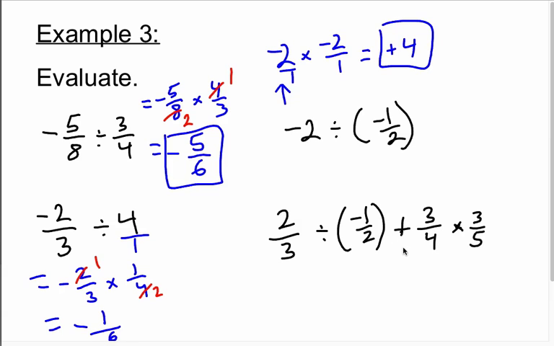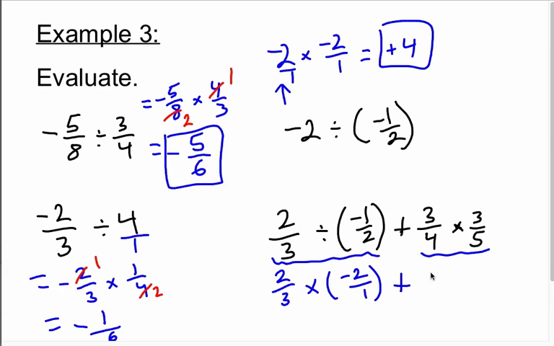And lastly, we have this big long expression right here. Remember to do our order of operations. We'll have to do this division and this multiplication first. The addition comes last. So here we have 2/3 divided by -1/2. That's going to be 2/3 multiplied by the reciprocal, which is -2/1. Plus, and over here, nothing cancels. So we'll have 3 times 3 is 9, and 4 times 5 is 20.